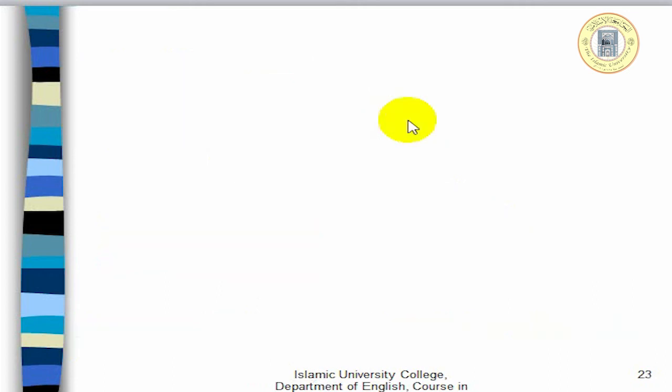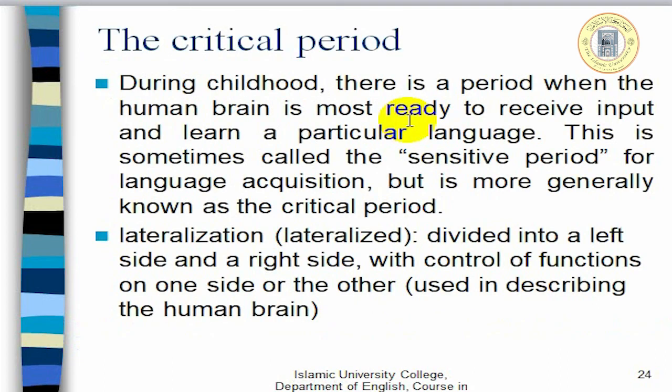Now, the last thing in this lecture is about the critical period. Critical period is the period when the human brain is most ready to receive input and learn a particular language. This is sometimes called the sensitive period for language acquisition, but is more generally known as the critical period.